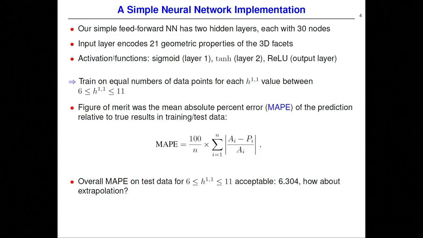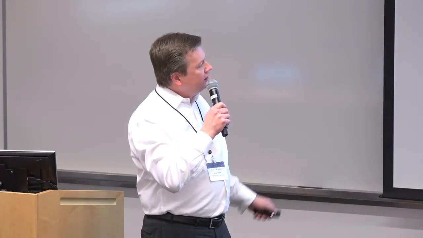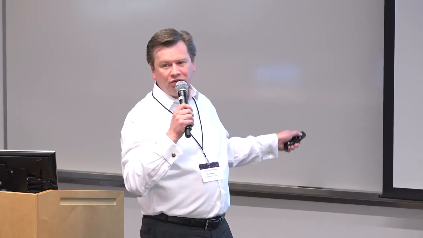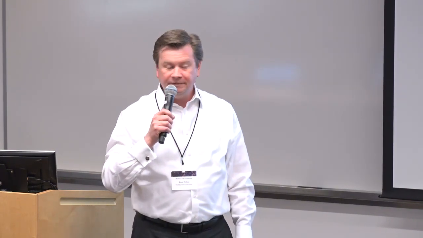So we started this project with my student with a simple, basic, pedestrian neural network. Here are the properties. We gave it 21 different geometrical properties of these 3D facets, threw the kitchen sink at it. We're going to calculate the mean absolute percent error. We're going to train up to 11, and then we're going to test on 12, 13, and 14, then let it rip and see what happens.